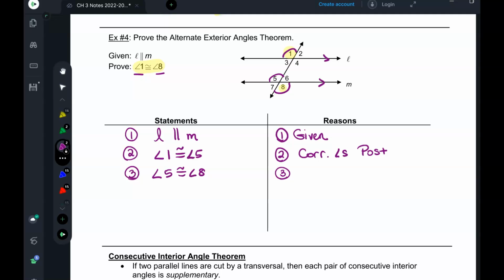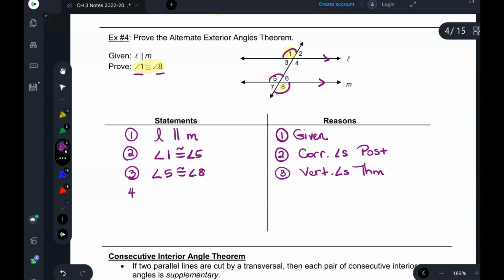So that's going to be vertical angles theorem. And then again, what do we notice? Angle 1 is congruent to angle 5. Angle 5 is congruent to angle 8. Therefore, angle 1 is congruent to angle 8. And this is our transitive property again.